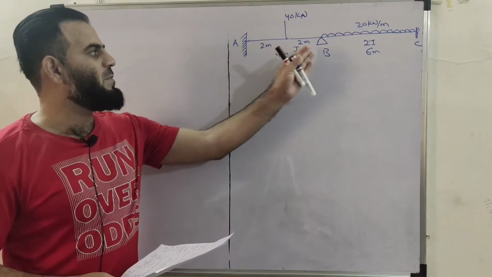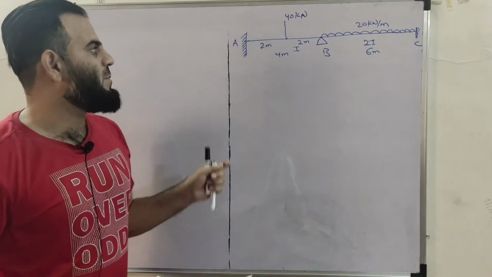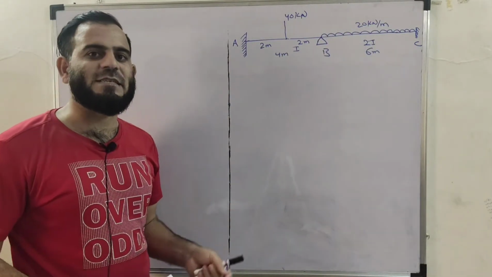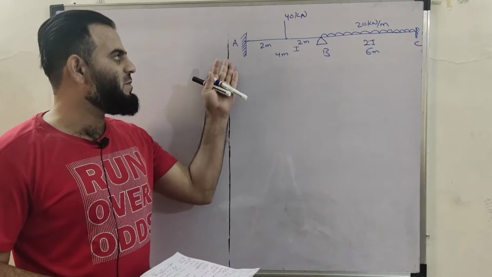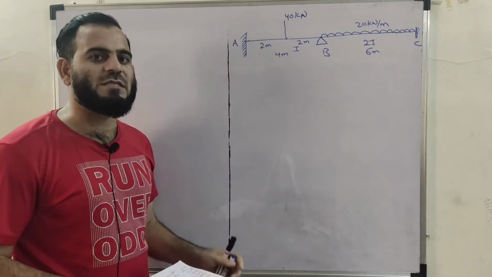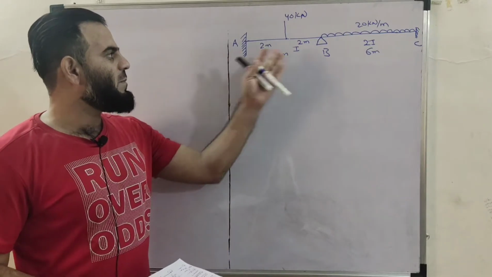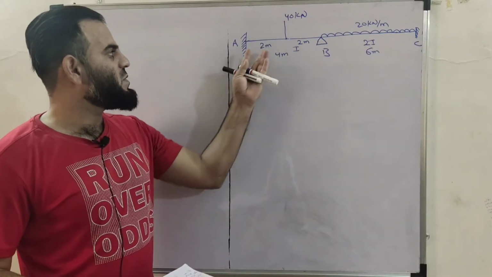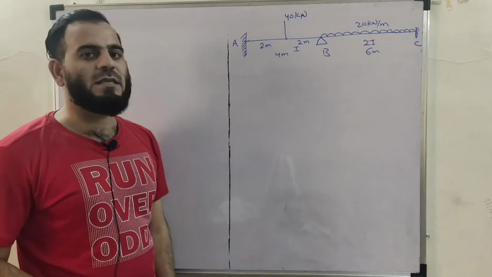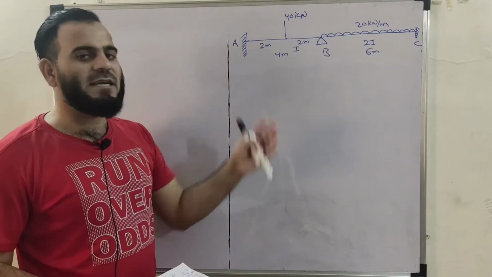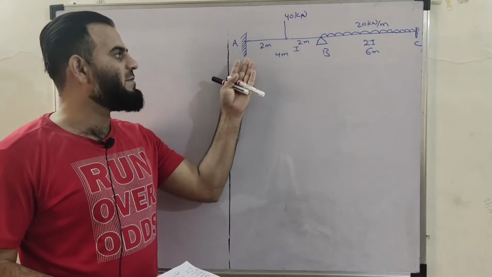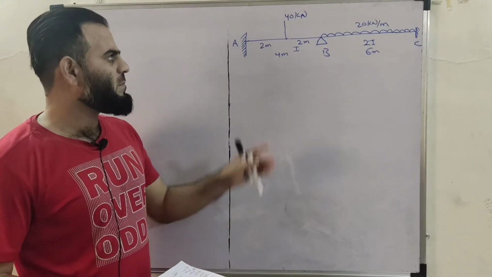This is A, B, C. This is the beam. We already discussed continuous beams in the previous videos. A continuous beam is a beam which has more than two supports. A, B, C is a two-span continuous beam. Now here we will analyze this type of continuous beam.